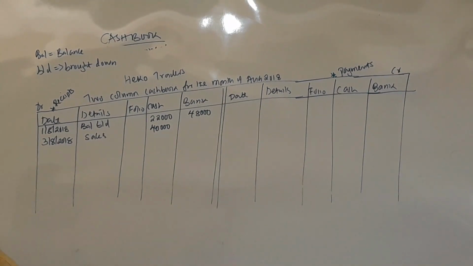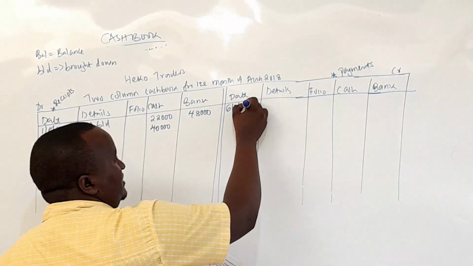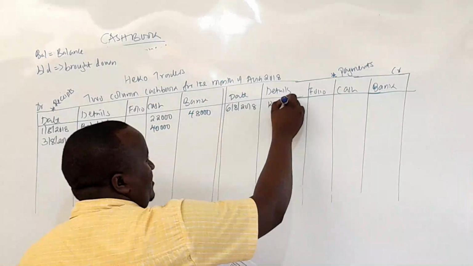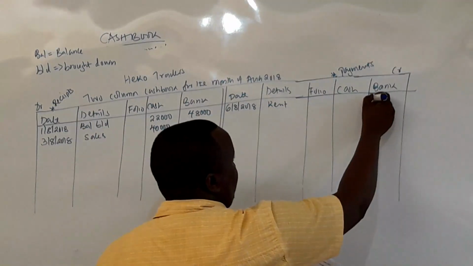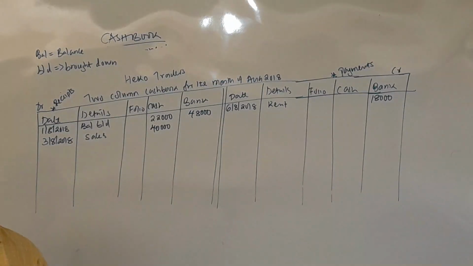Date 6, we paid rent of 18,000 by check. That's a payment. So here, date 6/8/2018, rent, check of 18,000, in the column for bank. Date 10, we deposited 5,000 of the cash into the bank.